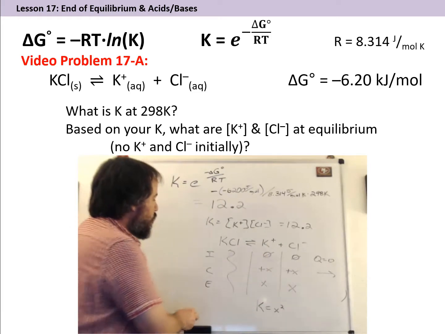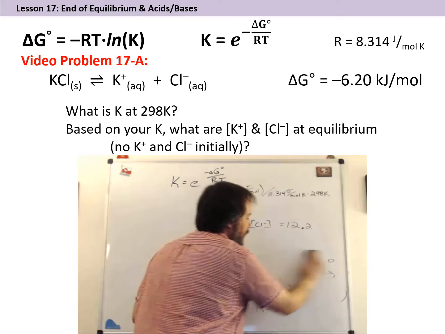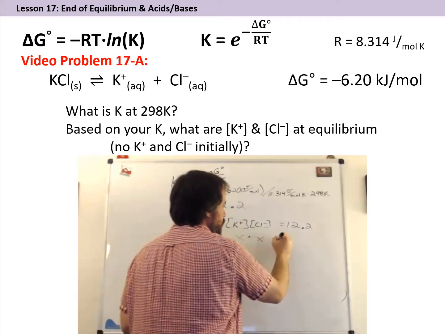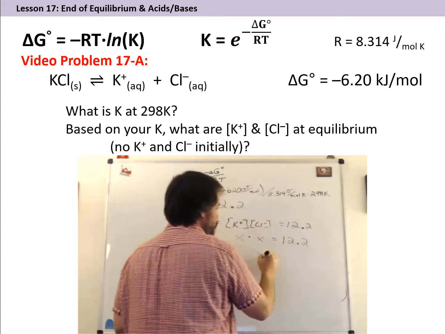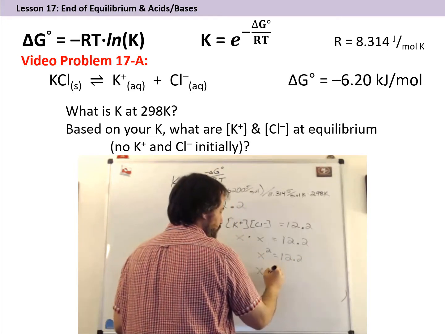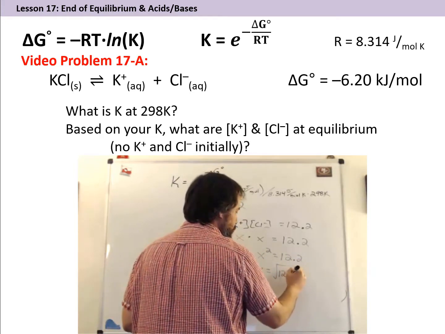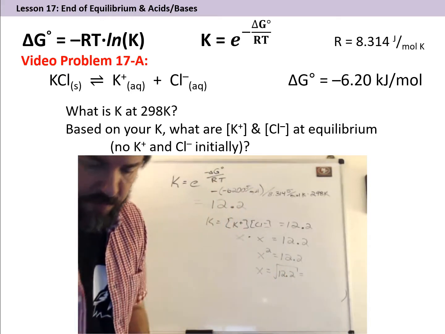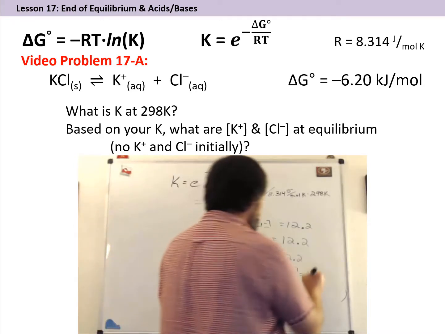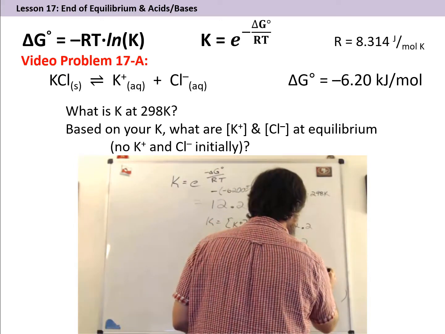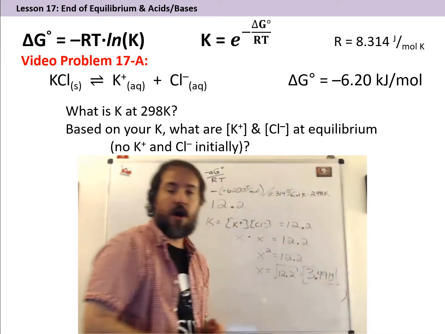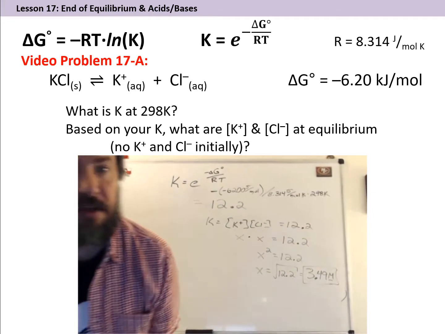So I can now say that 12.2 equals x squared. And therefore, x equals the square root of 12.2, or some number, 3.5, or 3.49. We're talking about molarities, so this will be in molar. All right, so let's look at this on the screen.